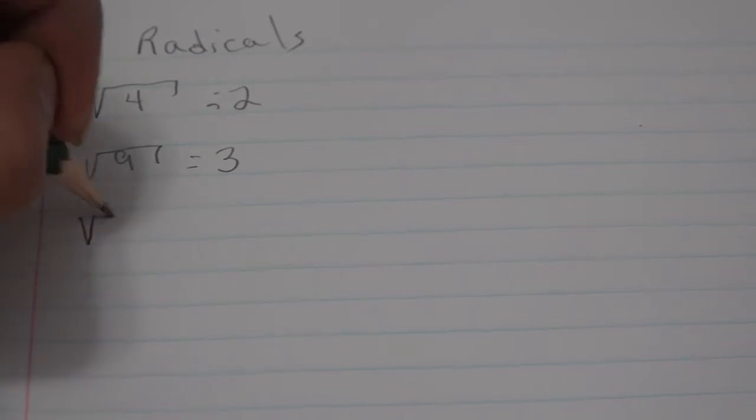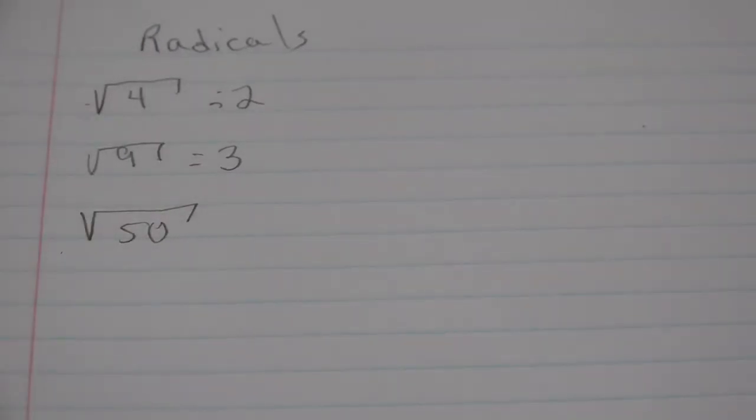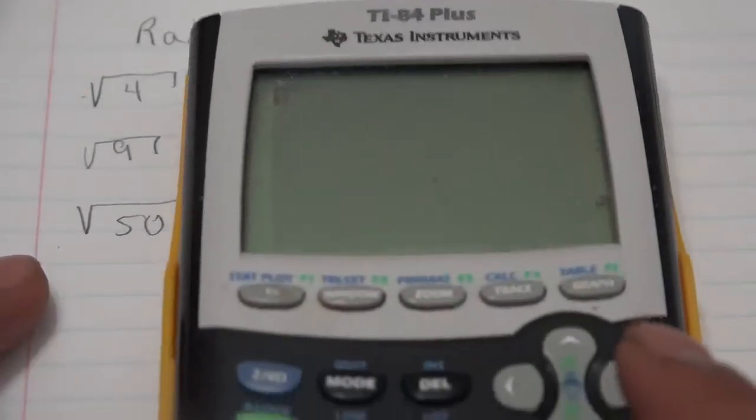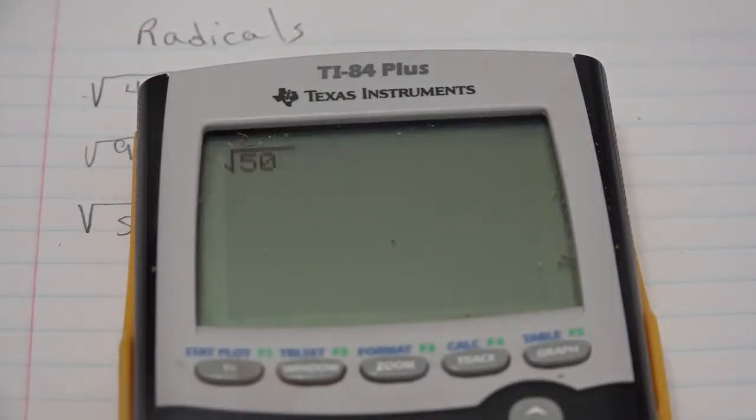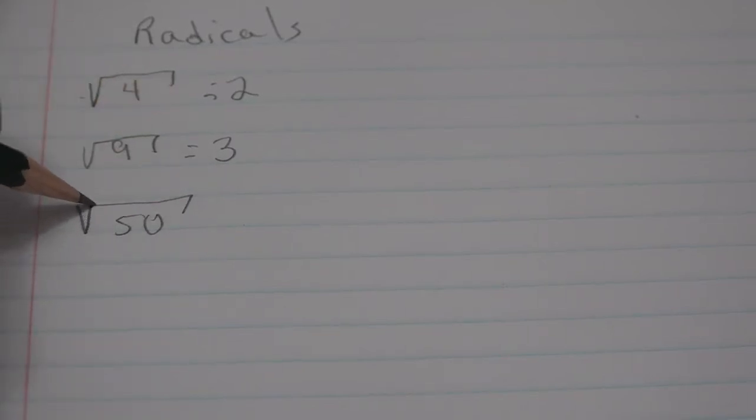How about the square root of 50? If I use the calculator, I press second, and then the x squared button, so you see the square root symbol right there. And now we have 50 here, right? Now when I put it in the calculator, it says 7.071 and so on. It's an infinite number. If the question asks you to leave it in radical form, you cannot write 7.071. No. That means that your answer will have a radical at the end.